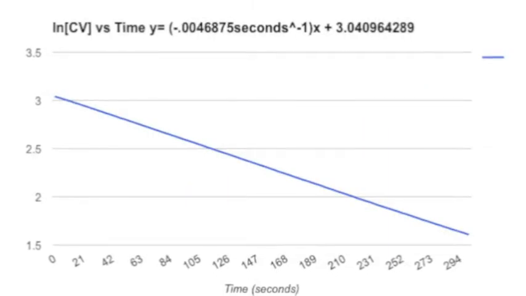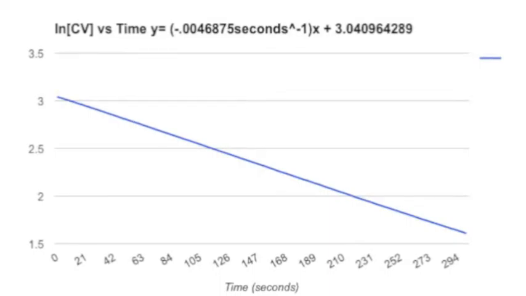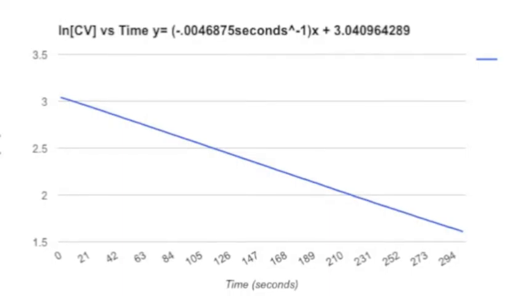This graph shows the natural log of concentration over time. We know this is the correct graph because it forms a straight line. This means the reaction is 1st order. The equation for this line is located in the title.